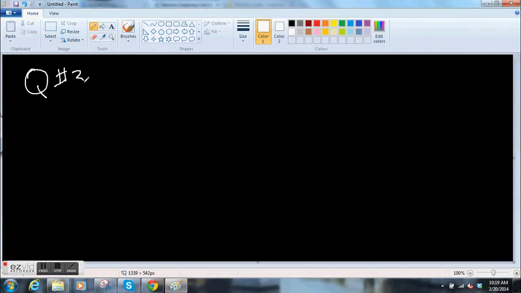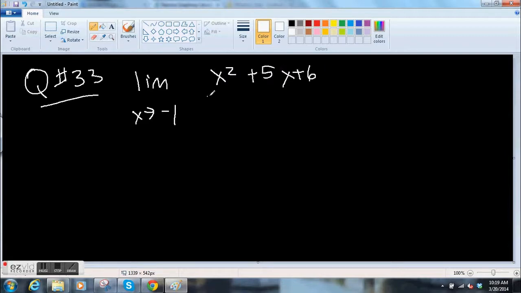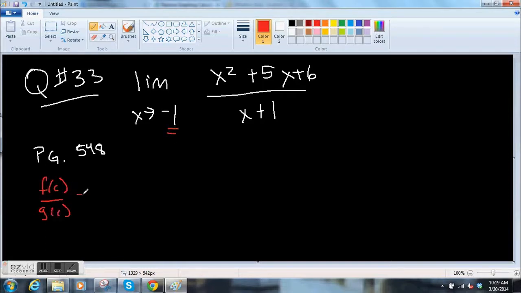Okay, problem I want to go over. This is question number 33. We're asked to find the limit as x goes to negative 1 of x squared plus 5x plus 6, all divided by x plus 1. So again, we're going to plug in the value of x equals negative 1 and look at these definitions on page 548 of evaluating limits of the form f of x over g of x. So the first thing you want to do is plug x equals negative 1 into this. Again, this is doing an f of c over g of c. This is essentially what the book is talking about when they say that.